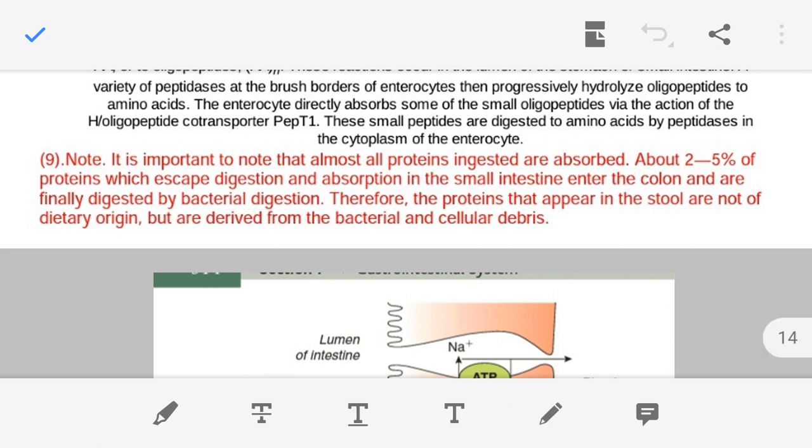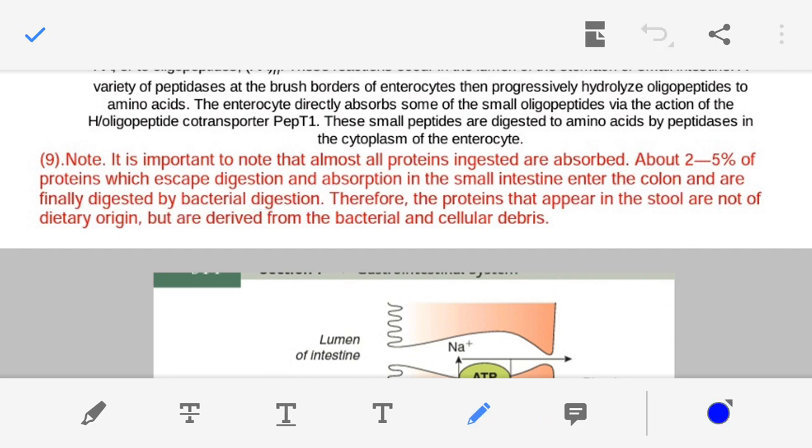So that means 100% of protein is digested. Even if 100% of protein is digested, in our stool protein is present. So where is this protein coming from in the stool?